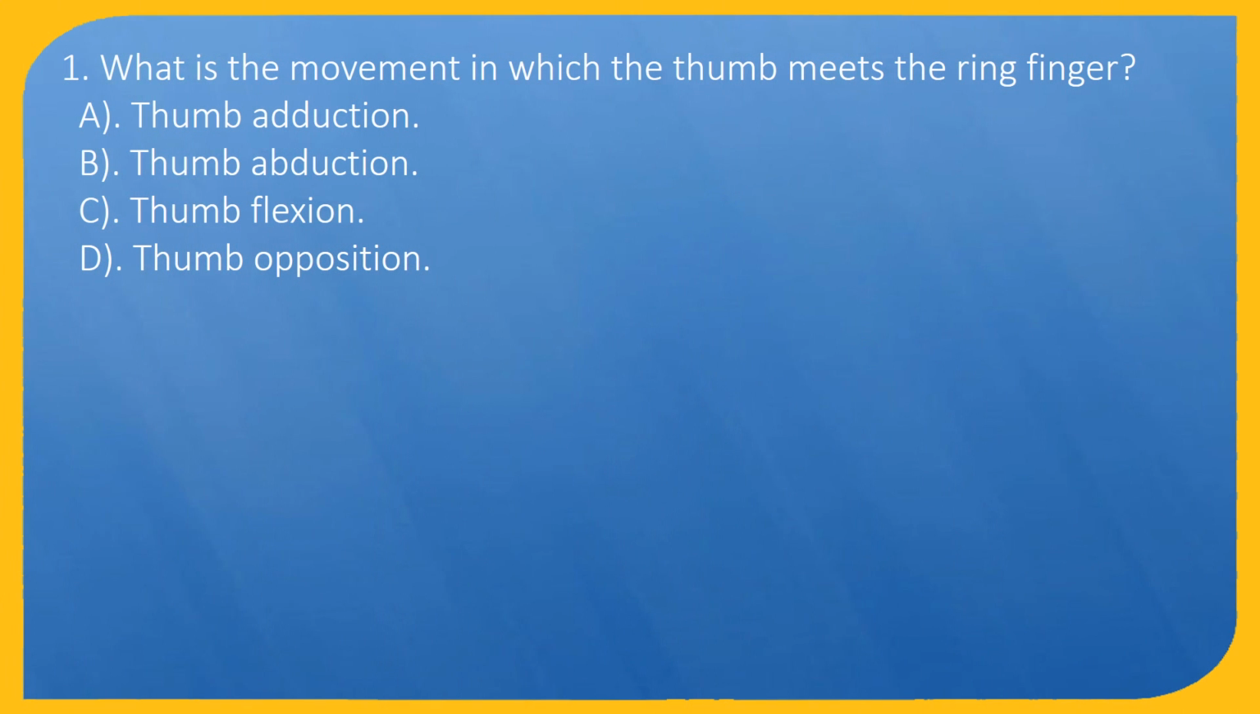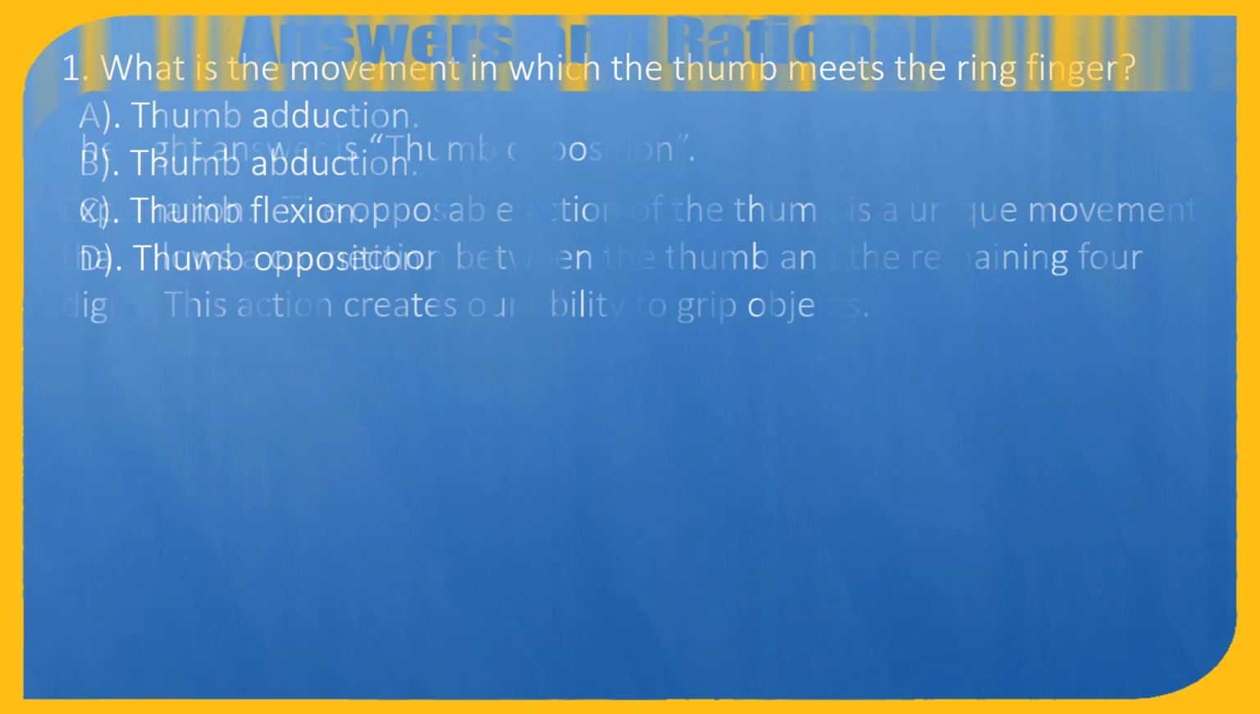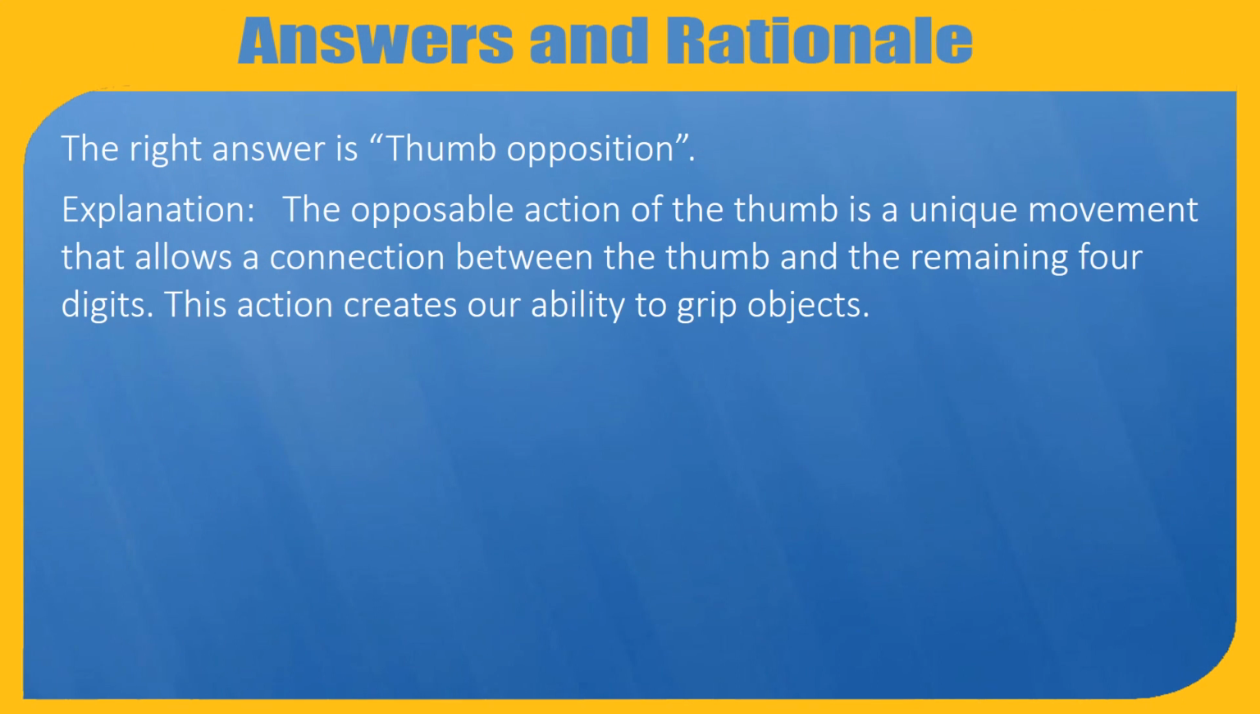Question 1. What is the movement in which the thumb meets the ring finger? A. Thumb adduction. B. Thumb abduction. C. Thumb flexion. D. Thumb opposition. The right answer is thumb opposition. Explanation. The opposable action of the thumb is a unique movement that allows a connection between the thumb and the remaining 4 digits. This action creates our ability to grip objects.